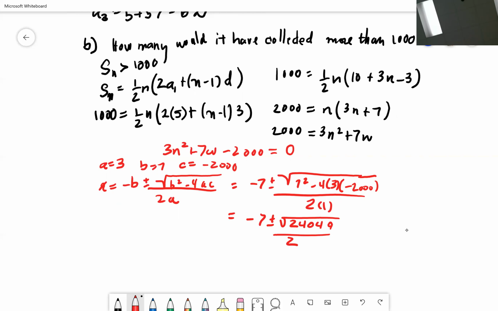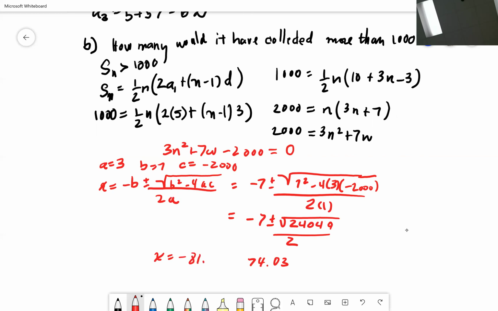And so plus negative 7 divided by 2. So we get one answer, which is 74.03. The other answer is negative 7 minus this, divided by 2. Wait, it should have been minus, of course. Now, this other answer is also a solution to the quadratic. However, because it's negative, it won't make sense.